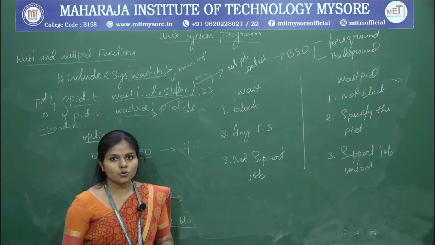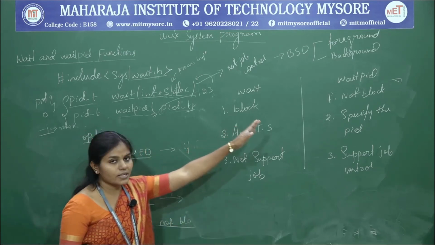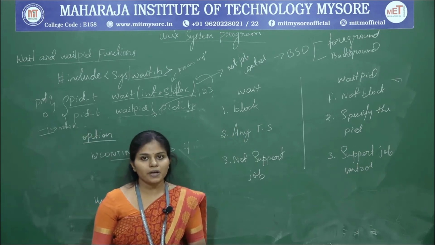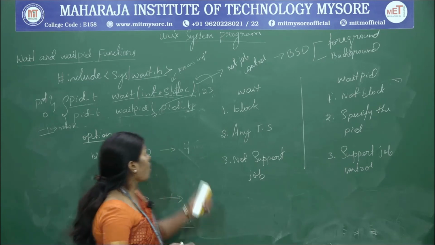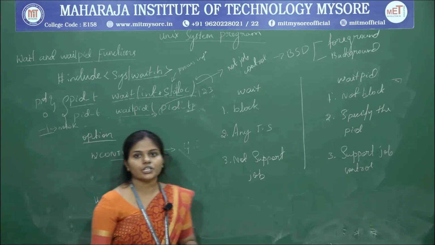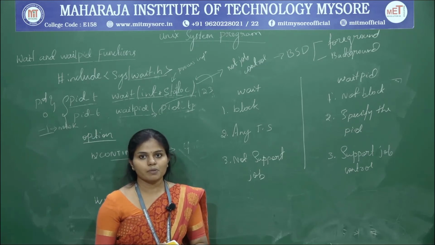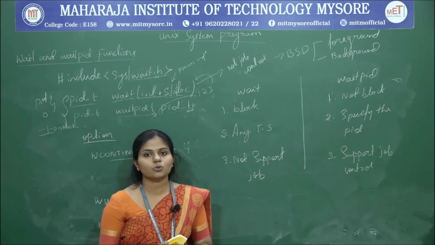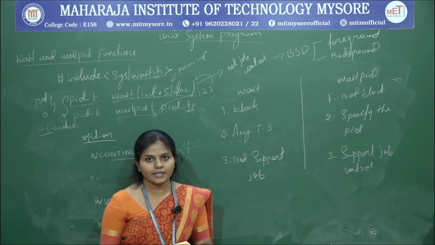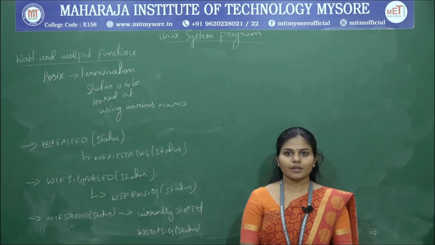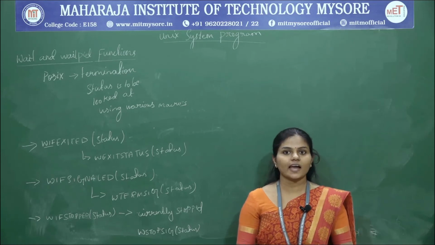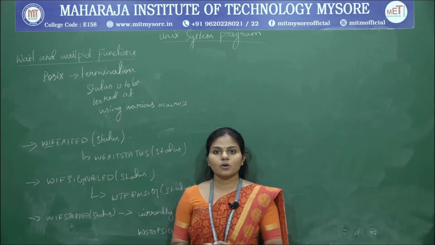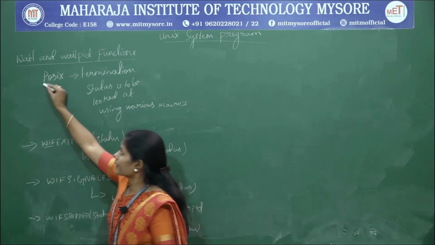Now we understood what is wait and what is waitpid. Now we are going to explain with a simple program how this option and this PID are going to work. Before going to that, I am going to explain a few more options supported by waitpid. Before illustrating the program for wait and waitpid, we have to know a few macros which are supported by the POSIX operating system.